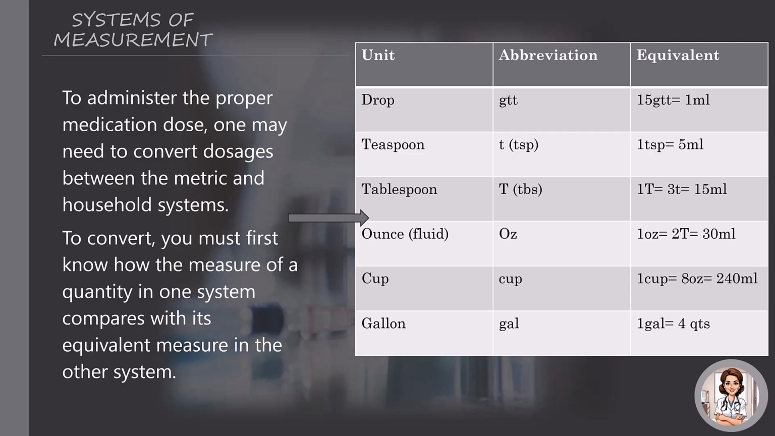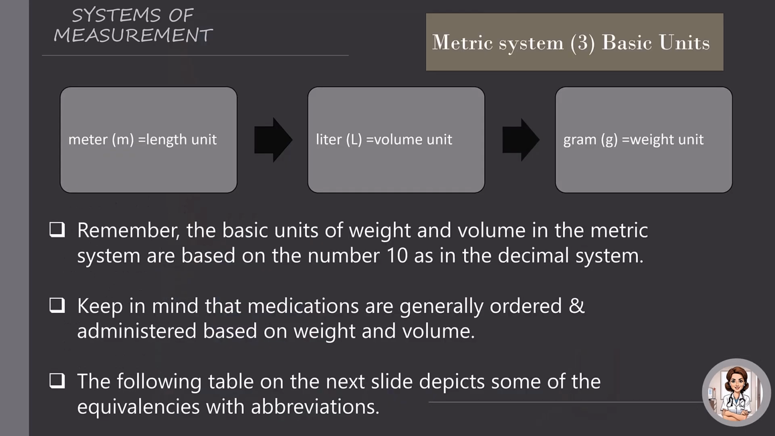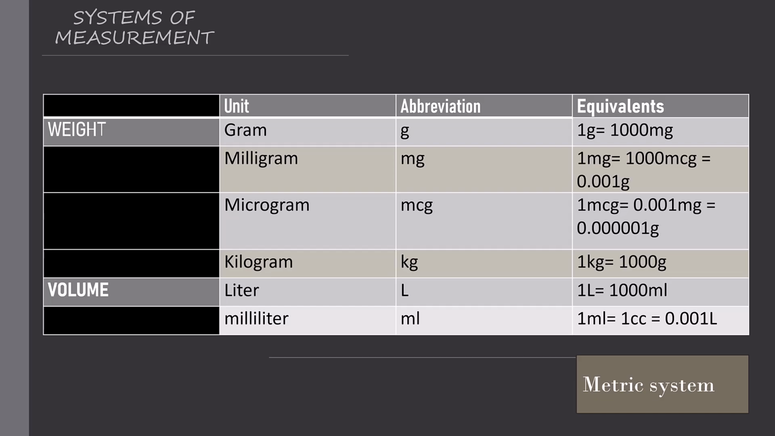For the metric system, the basic units of weight and volume are based on the number 10, as in the decimal system. The metric system uses the basic unit of gram as the unit of weight and liter as the unit of volume. Here we have some common abbreviations and equivalencies within the metric system.